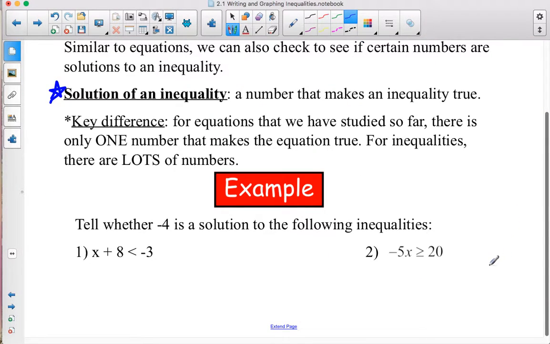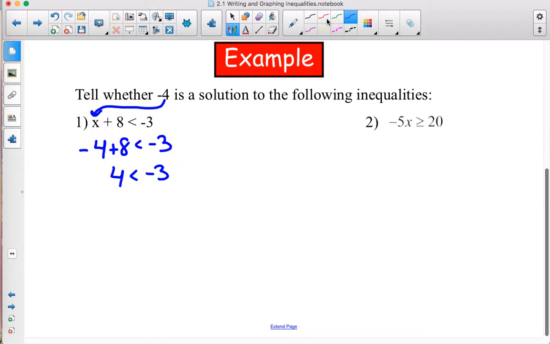So, an example of checking whether a number makes an inequality true. First one says, tell whether -4 is a solution of the following inequalities. I'm going to take -4 and substitute it in for x. -4 plus 8 less than -3. Let's check. -4 plus 8 is 4. Is 4 less than -3? No, 4 is not less than. 4 is not to the left of -3. So I'd say -4 is not a solution. It did not make a true statement.